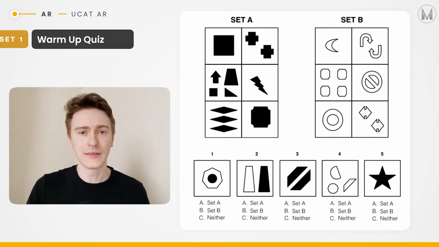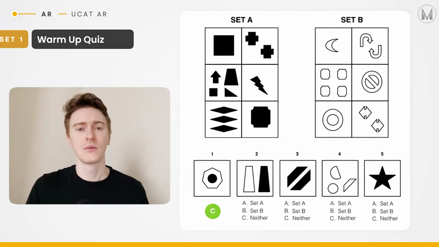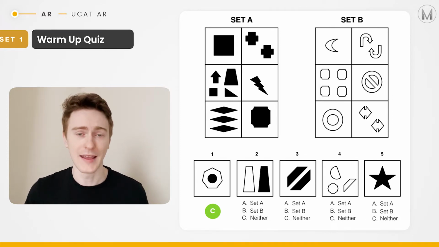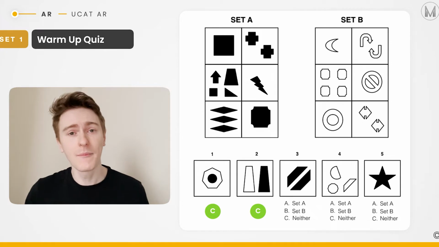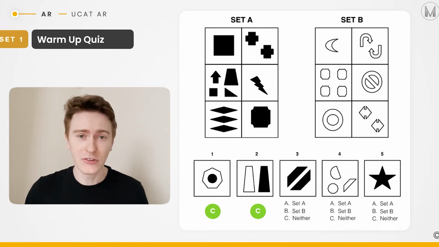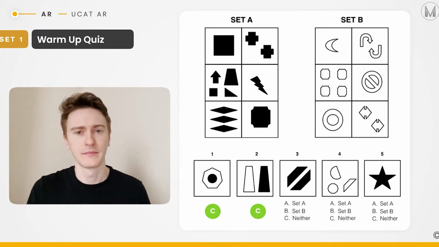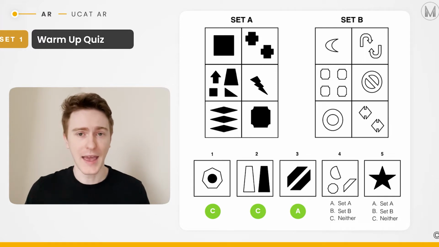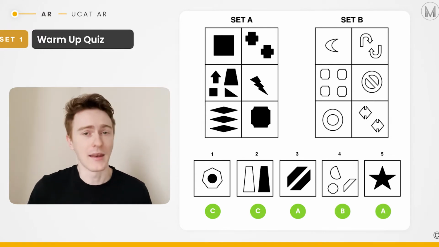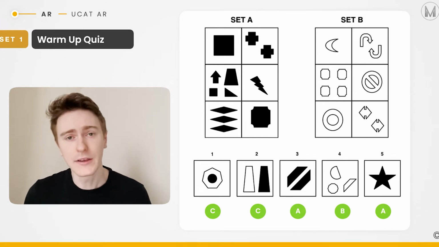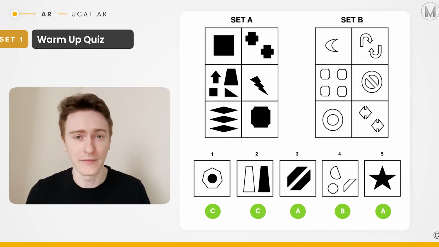If we go through the test shapes we're given, we can see that number 1 belongs in neither set. It has a mixture of black and white shapes. That's the same with example number 2. It has a mixture of black and white shapes, so it can't possibly belong to either, because the rule in each case is that they're exclusively black shapes or exclusively white shapes. Number 3 belongs in set A because it's black shapes. Number 4 belongs in set B, white shapes. And number 5 belongs in set A again because it's a single black shape. Hopefully you can see how that works, and that's introduced you to the mechanics of this kind of question.